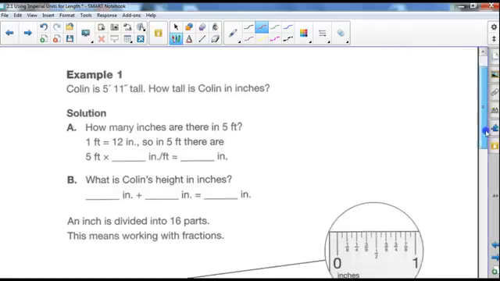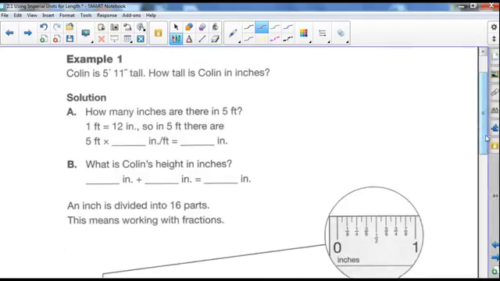Okay, let's go through an example. Colin is 5 feet 11 inches tall. How tall is Colin in inches? Well, here's the solution. How many inches are there in 5 feet? Well, 1 foot is 12 inches, so 5 feet, there are 5 feet times 12 inches, which is equal to 60.